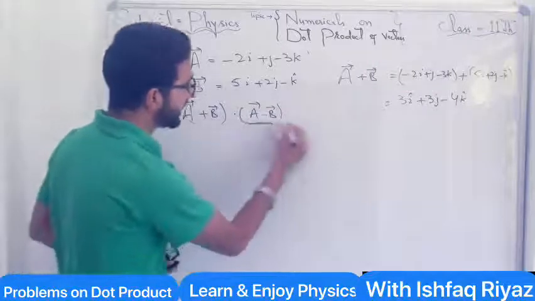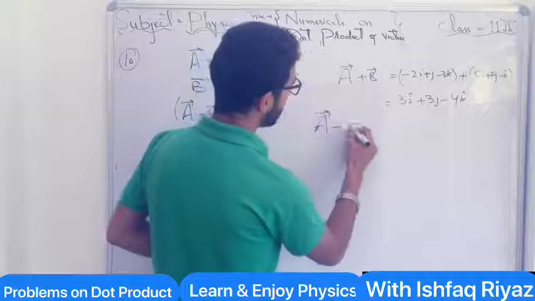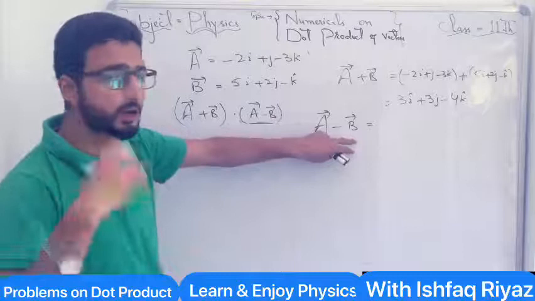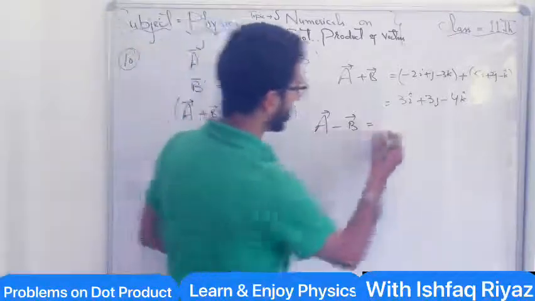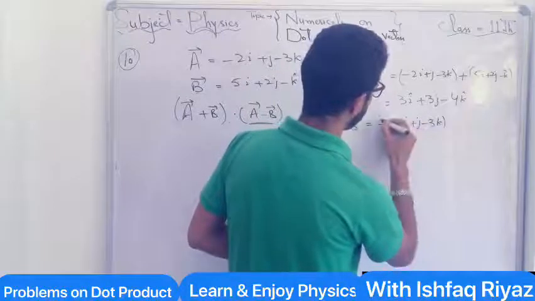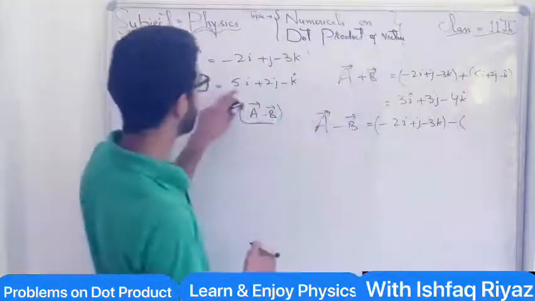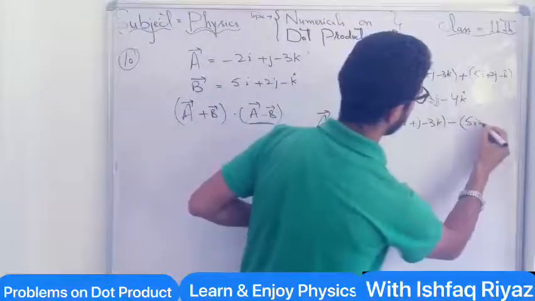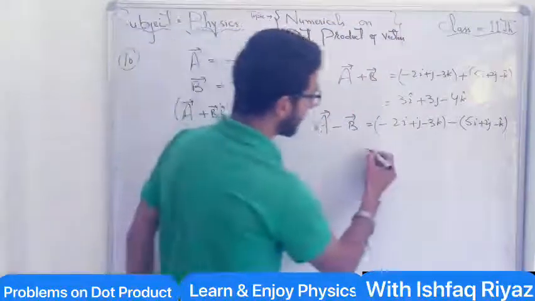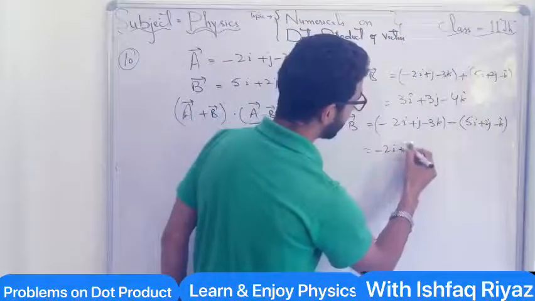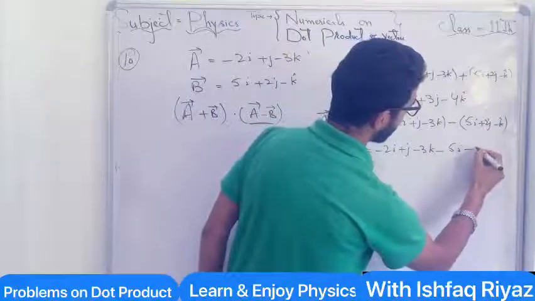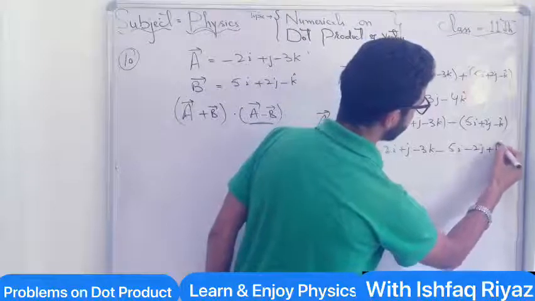Now let us find a minus b. This is vector a minus vector b. This will be simply the subtraction of the corresponding components. So this is a, let me write it, this is minus 2i plus j minus 3k minus, let me write b, this is 5i plus 2j minus k. Okay, so this is equal to minus 2i plus j minus 3k. This is minus 5i minus 2j plus k.